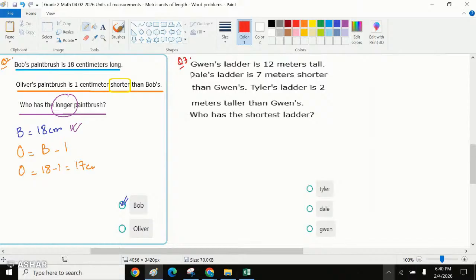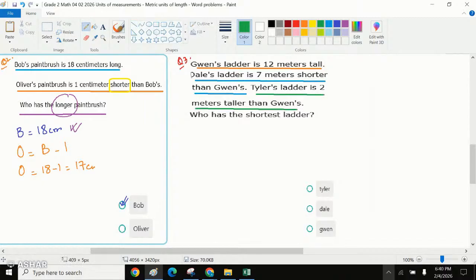Okay. Let's see. Gwen's ladder is 12 meters tall. Let's highlight. The most important thing, if you have it on a piece of paper, is to underline, okay? Dale's ladder is 7 meters shorter than Gwen's. The next one is Tyler's ladder, 2 meters taller than Gwen's.